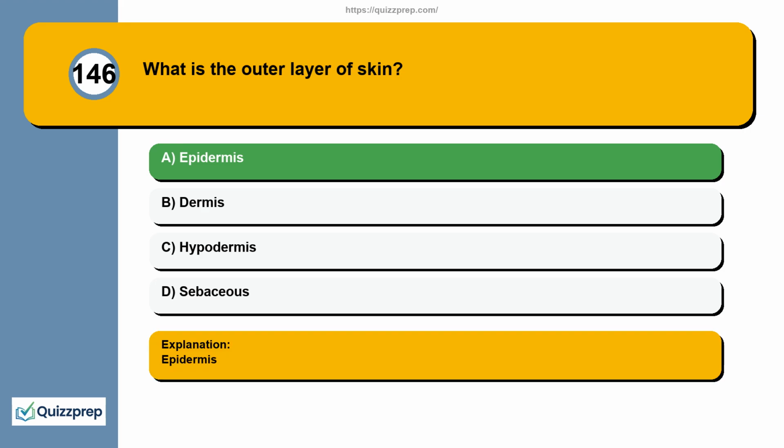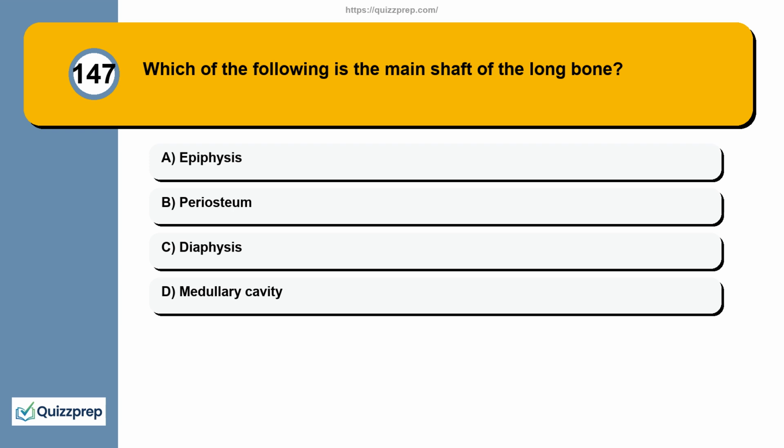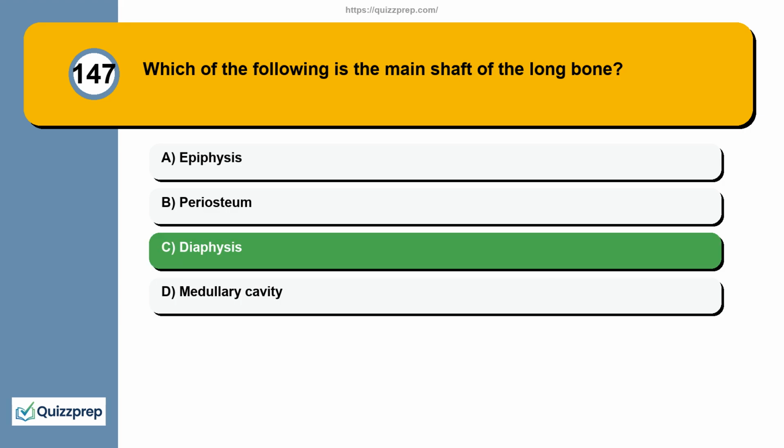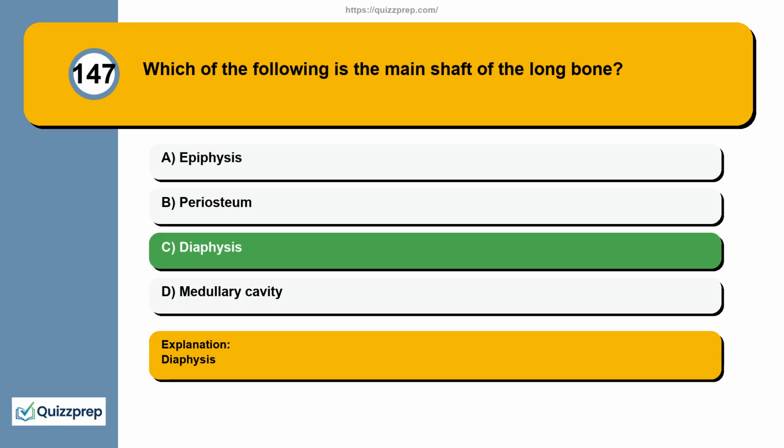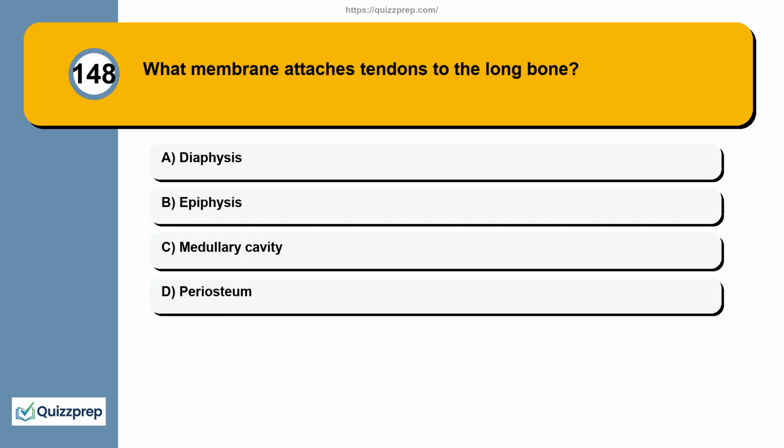Epidermis. Question 147. Which of the following is the main shaft of the long bone? Option A, epiphysis. Option B, periosteum. Option C, diaphysis. Option D, medullary cavity. The correct answer is option C, diaphysis.